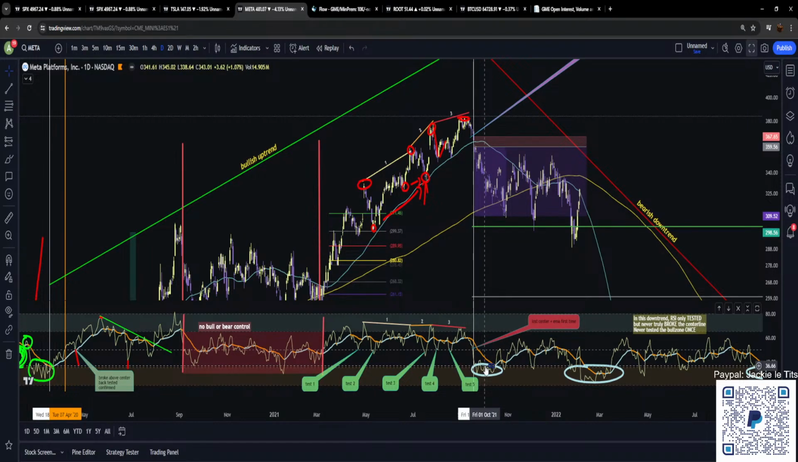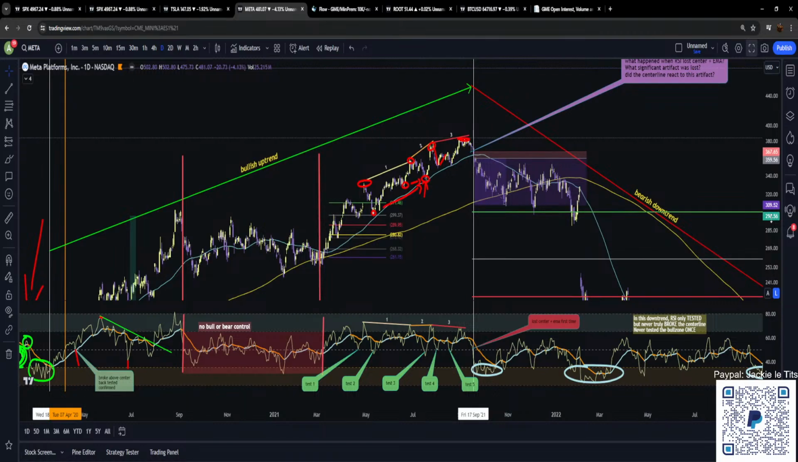And what did it do, guys? In that blue circle, can anybody tell me what happened in that blue circle? What happened to Meta in this blue circle, you guys? What happened to Meta in that blue circle? Somebody tell me.